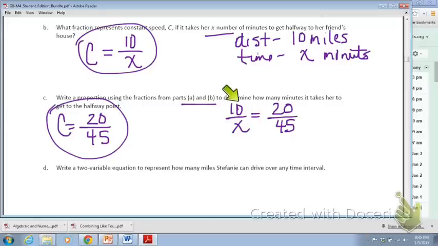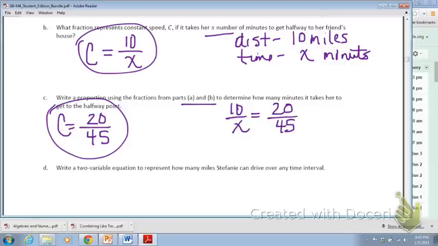Okay, so this is the proportion we're talking about. And what you might notice is that this one we're going to be able to do maybe even in our heads. I can see that 10 is half of 20. So to make these two fractions equal or equivalent, then whatever X is should be half of 45. So that's how we find equivalent fractions.